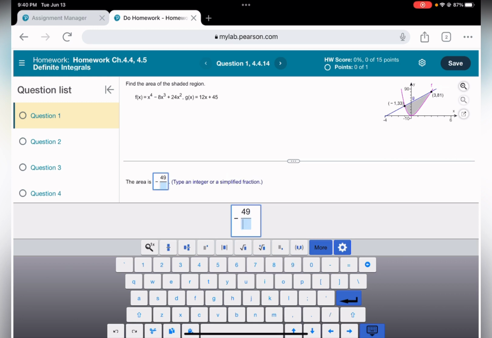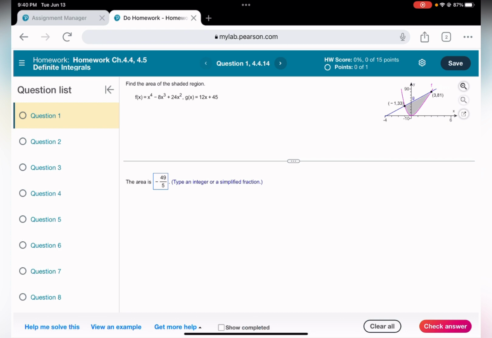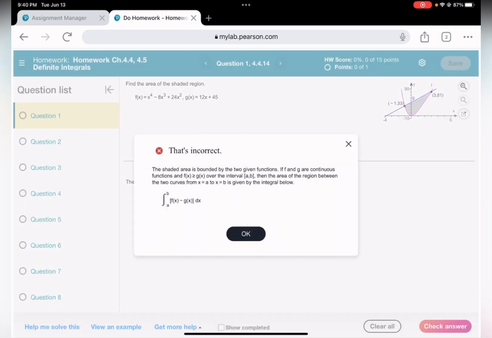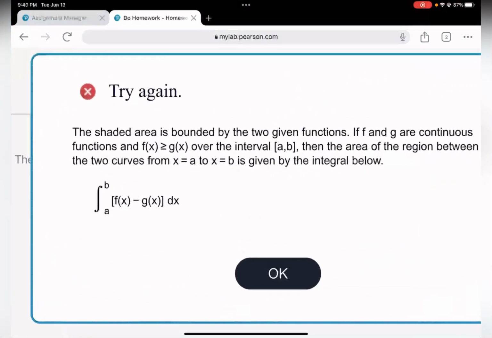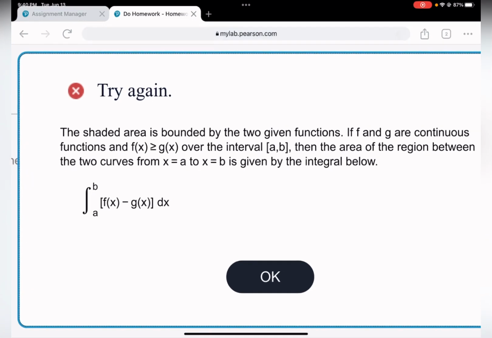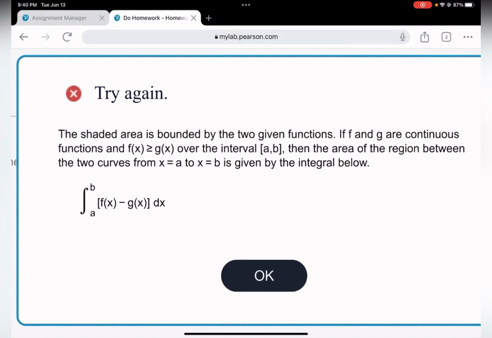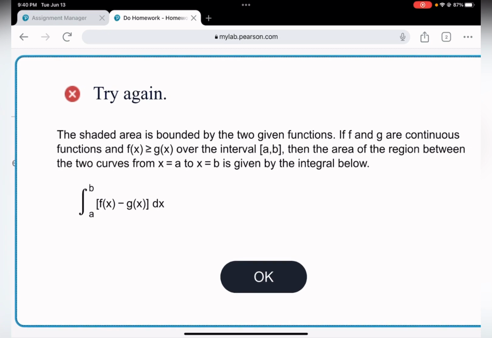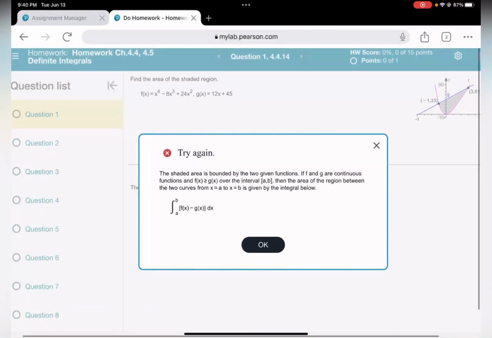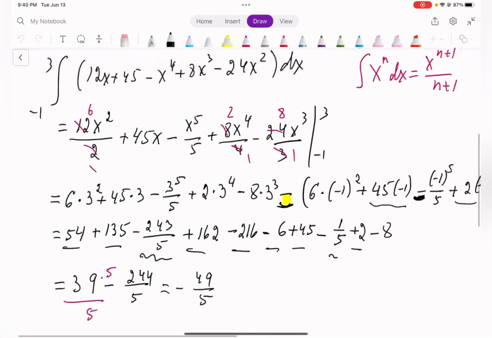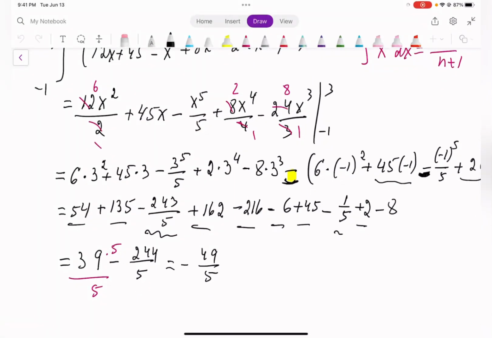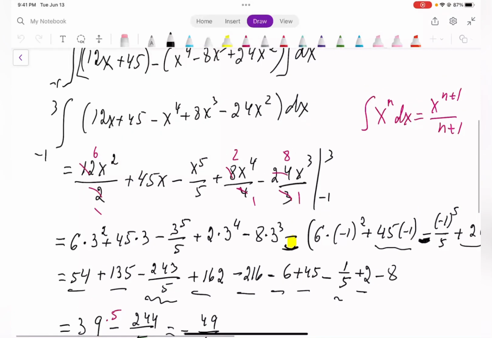Let's place the answer. Over 5. What's incorrect? Yeah, we did already. Let me double check, see where I have a mistake. I don't like that it's negative, because with area, it cannot be negative. Well, let's figure out what I did wrong here.